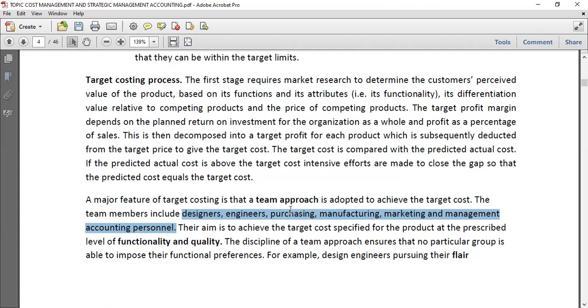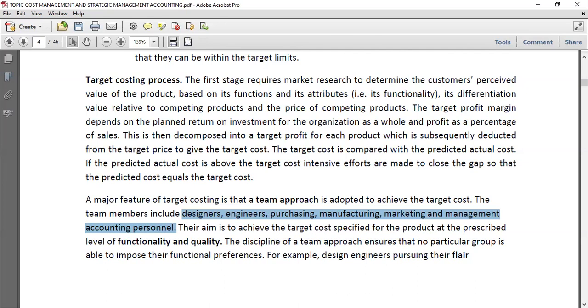Because purchasing definitely will give you, let's say, the value of the raw materials that are used. Manufacturing will also give you a picture of how much of what exactly is used within the process. Marketing will give you the perspective of how much price the customer can really accept. Management and accounting personnel will also give you other costs that purchasing and manufacturing may not easily pick out. And then the designers and engineers will also be able to tell you what exactly is needed in getting this product out.